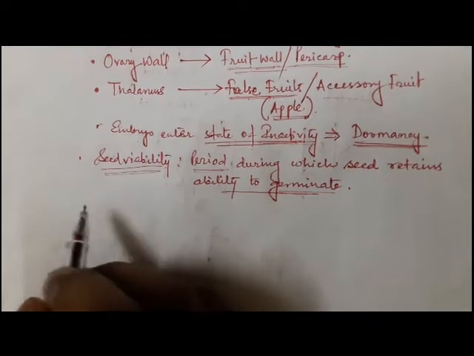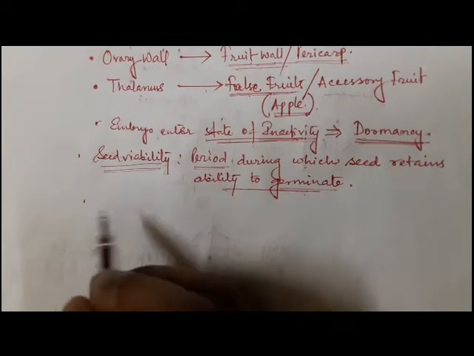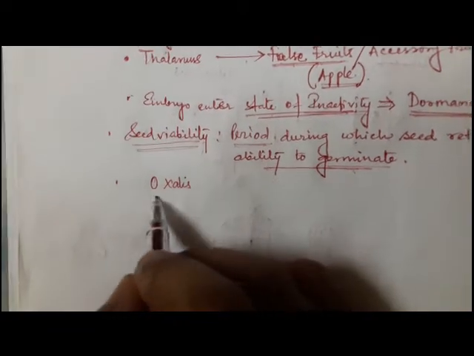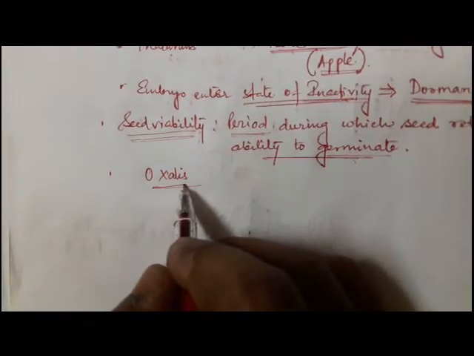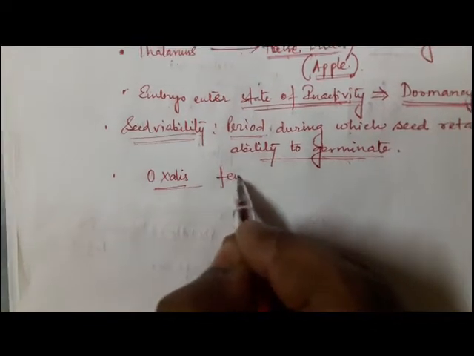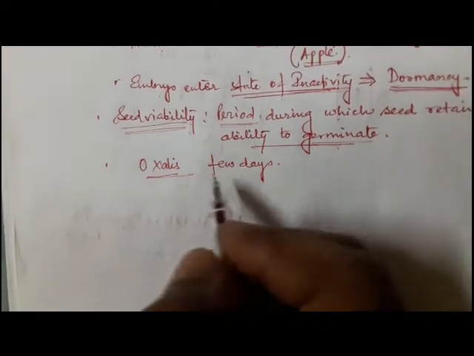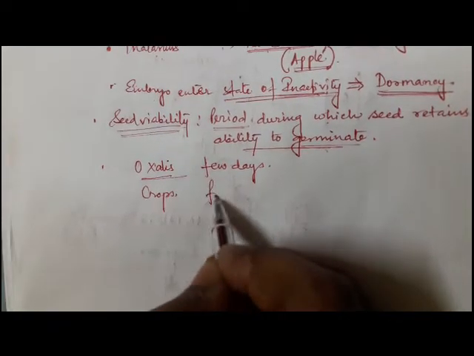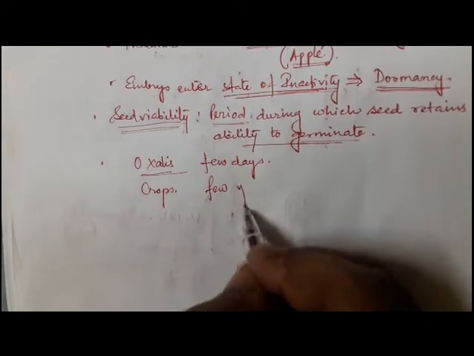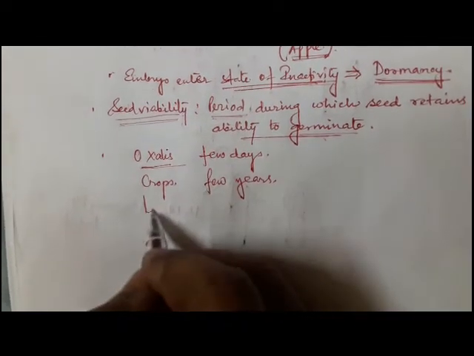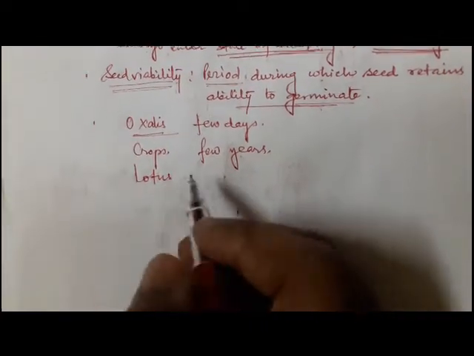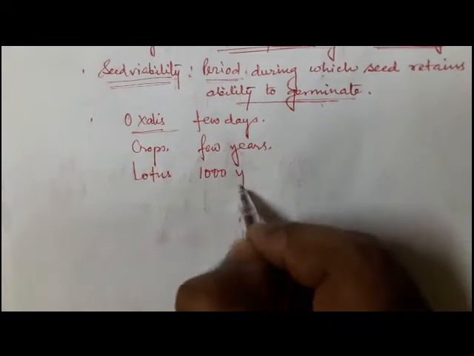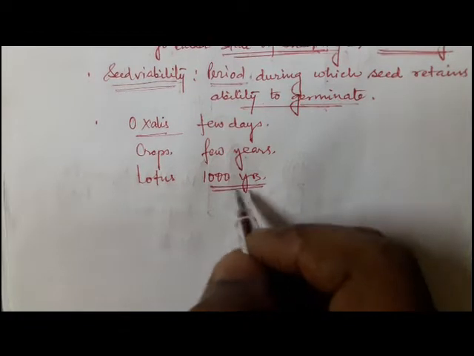Now there are various examples. In case of oxalis, the viability of that particular seed was seen to be for a few days, right? In case of some crops, it is seen that they remain viable for a few years. For lotus, it is seen that the viability is around 1,000 years, right?